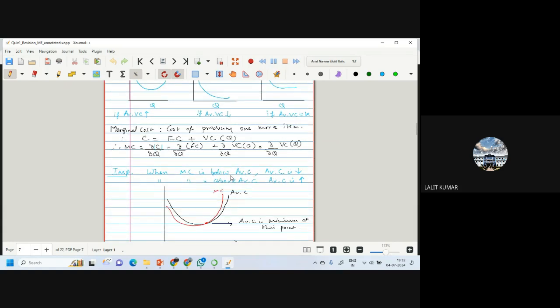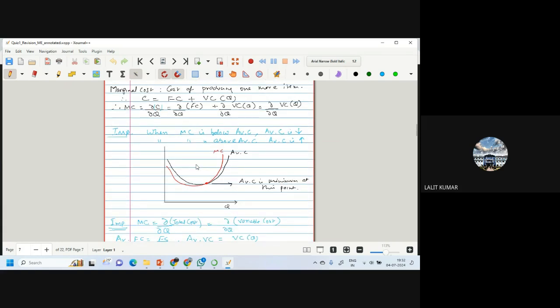Then another important concept is marginal cost. Marginal cost is the cost of producing one more item. So the cost is fixed cost plus VC of Q. If we take the derivative of that, that is the basic meaning of marginal cost. I'll explain that again with one real example.